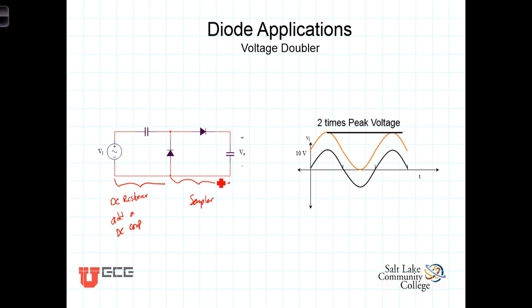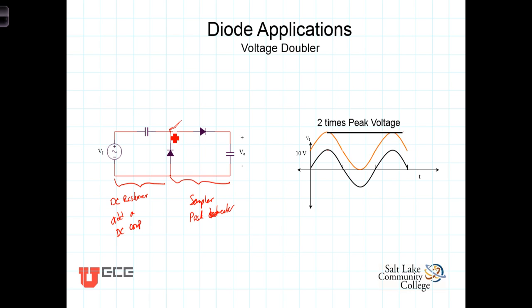This second part is basically following whatever this first part is doing and charging this capacitor to whatever this voltage here gets to be, and then holds it. This part here we call the sampler, or we also call it the peak detector.